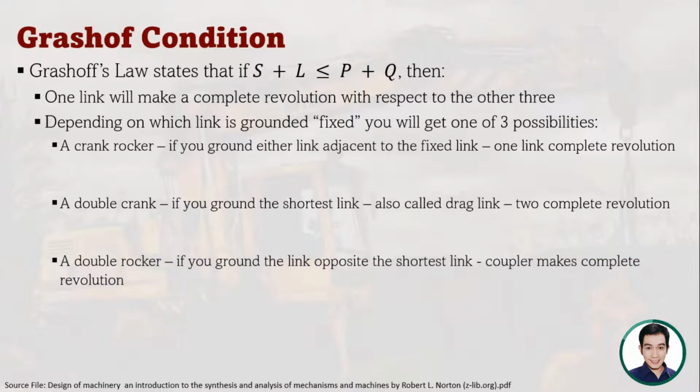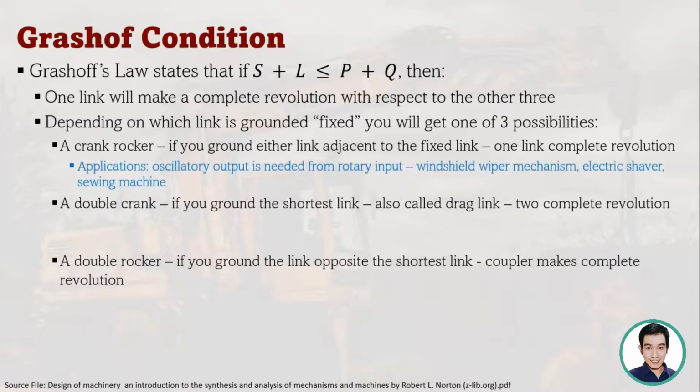Another inversion is the double rocker. The double rocker happens if you ground the link that is opposite to the shortest link. Say you have the shortest link, and then you ground the link that is opposite the shortest link, then you will get a double rocker. In this situation, the coupler will make a complete revolution. So take note of the definitions of the coupler, the crank, and the rocker in the previous slide, so that you will not be confused by the definitions that we are using here.